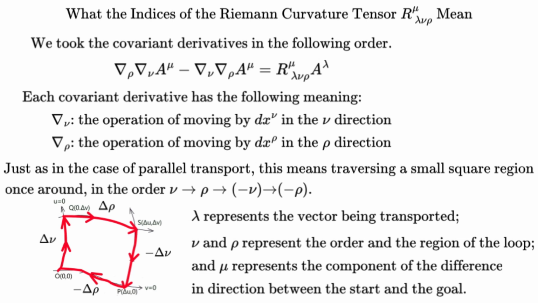Just as in the case of parallel transport, this means traversing a small square region once around, in the order ν, then ρ, then minus ν, then minus ρ. λ represents the vector being transported. ν and ρ represent the order and the region of the loop. And μ represents the component of the difference in direction between the start and the goal.